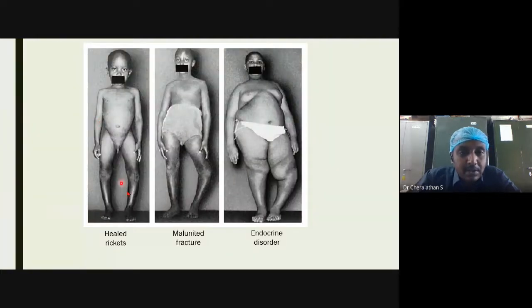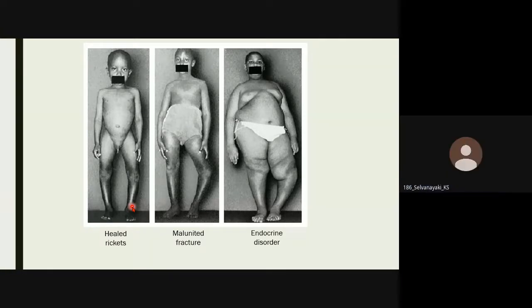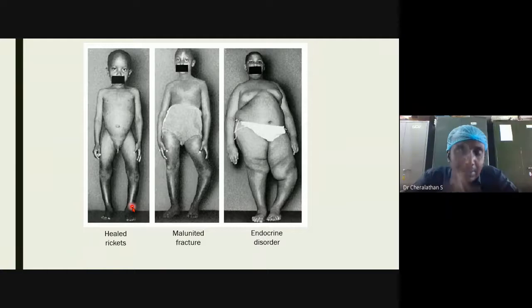So, these are the clinical pictures of 3 patients with 3 different causes for genu varum. The first is rickets. See, rickets can cause both varus deformity as well as valgus deformity. Can anybody tell me what is the name given to a condition where in the same patient, one knee is in valgus and one knee is in varus? Windswept deformity. Excellent, doctor. Excellent.